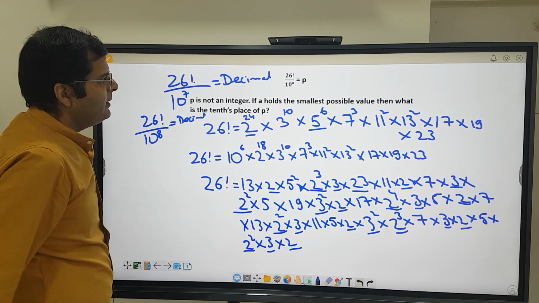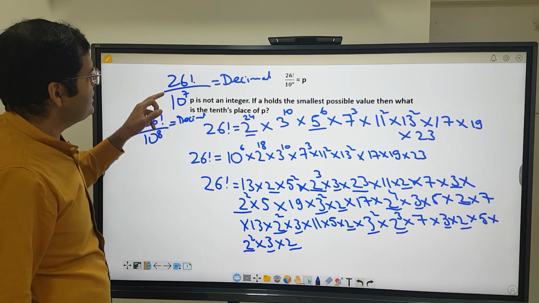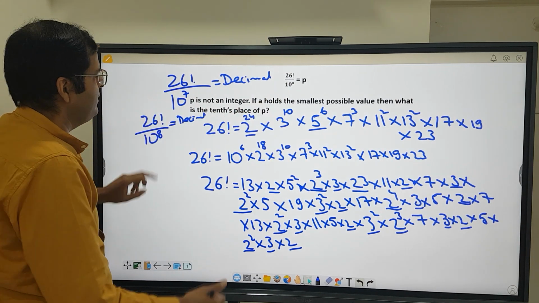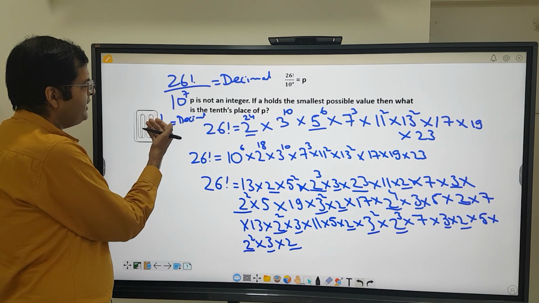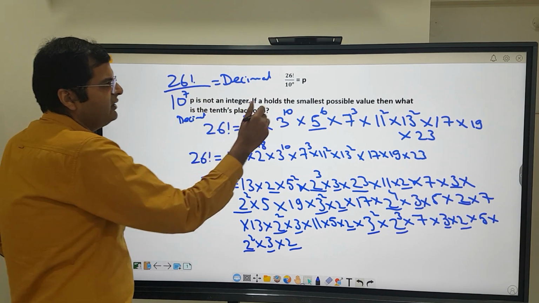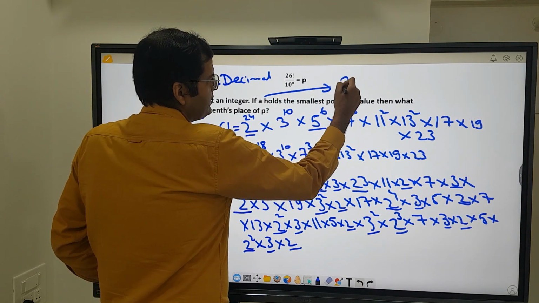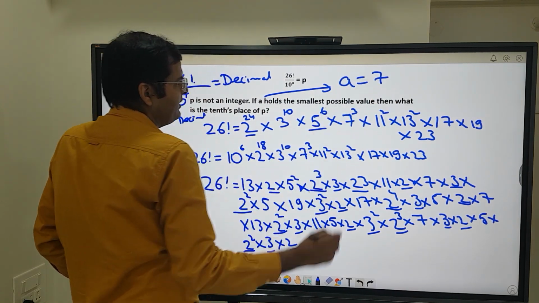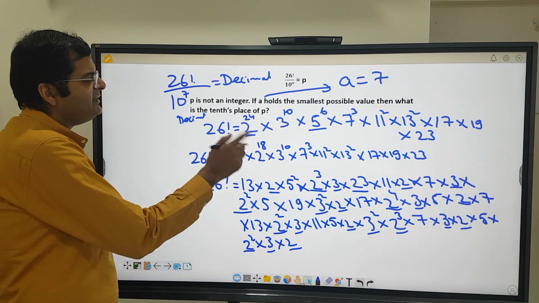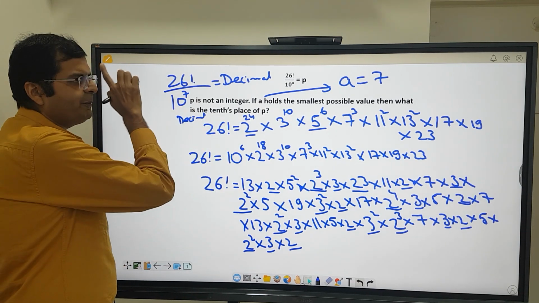number. Okay, but the smallest number over there will be 7, because a holds the smallest possible value. So the smallest possible value for which this becomes a decimal is 7. So from here I conclude that first of all a equals 7. So a is 7. Now if a is 7, what will be the 10th place of p?